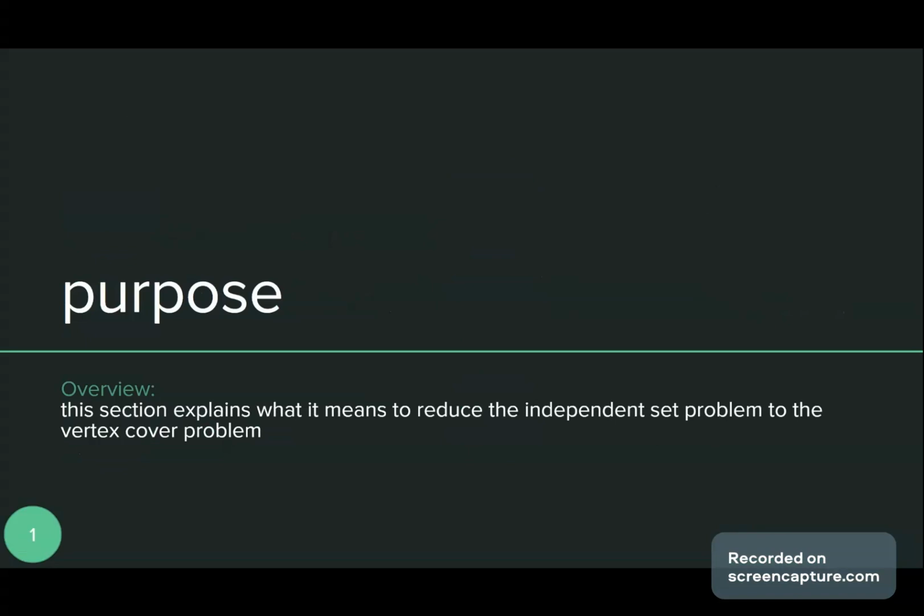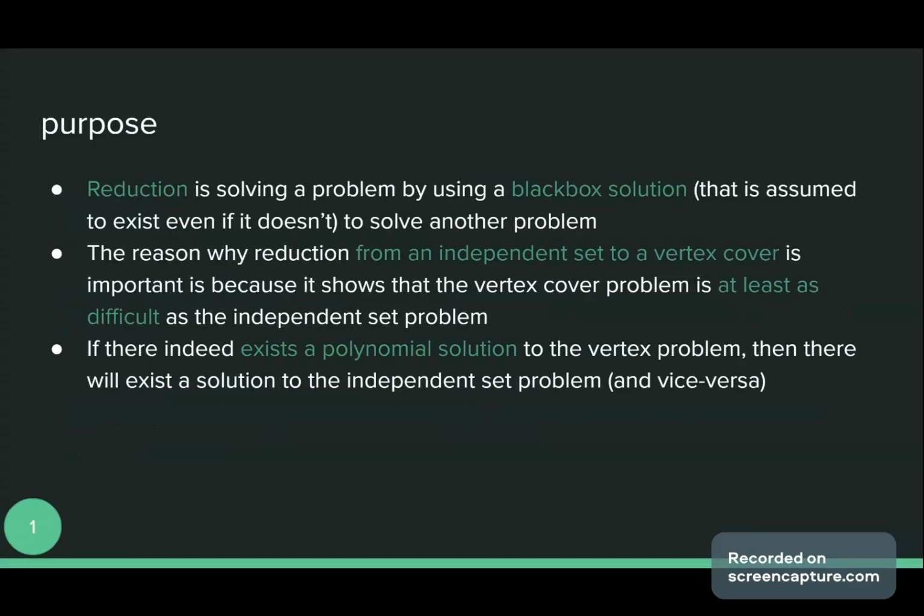Purpose will explain what it means to reduce the independent set problem to the vertex cover problem, and vice versa. Reduction is solving a problem by using a black box solution to solve another problem. The reason why reduction from an independent set to a vertex cover is important is because it shows that the vertex cover problem is at least as difficult as the independent set problem, and vice versa. If there indeed exists a polynomial solution to one problem, then there will exist a solution to the other.